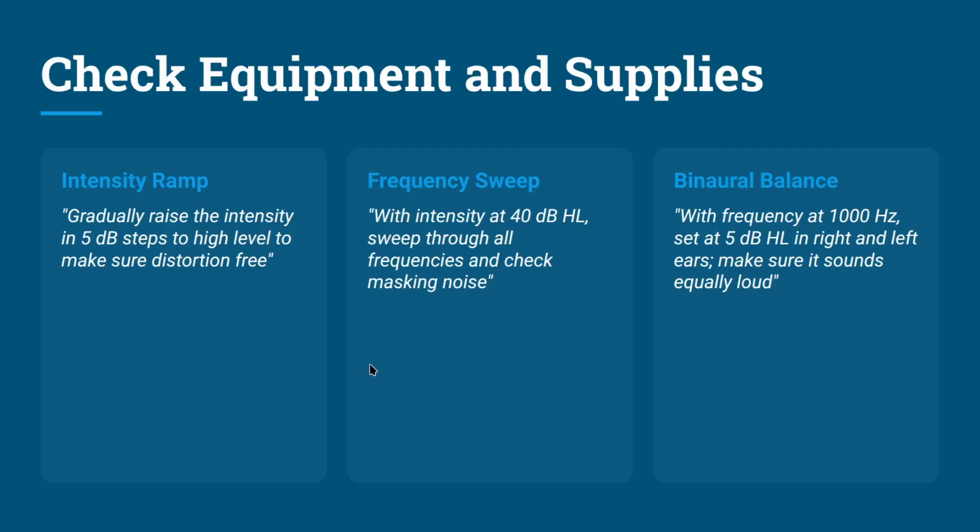And then binaural balance. So with the frequency set at 1000 hertz at a low level, around 5 dB HL, which doesn't have to be at this exact level, but this is a recommended level, you want to make sure when you're presenting the tone in both ears at the same time, through both right and left transducers, so supraoral or insert or circumoral headphones, that it sounds equally loud to you. That's operating under the assumption that you have normal hearing.